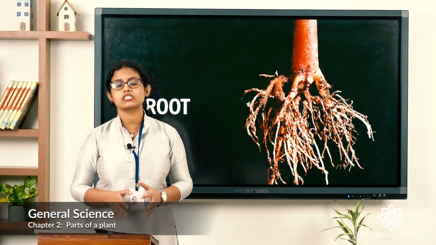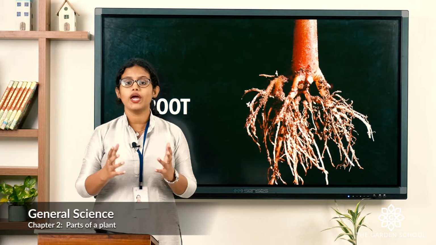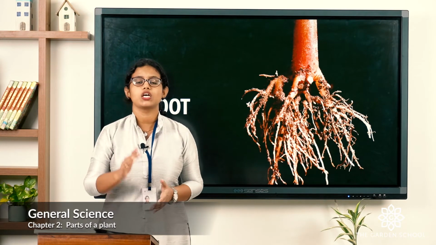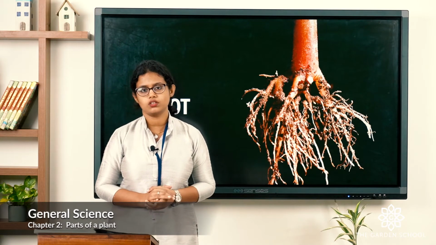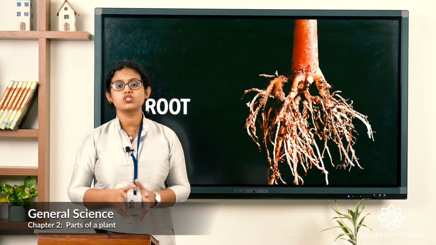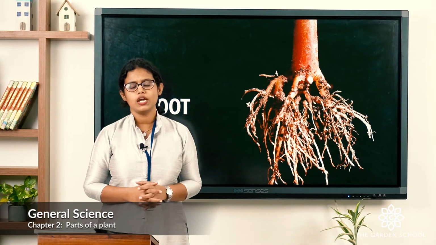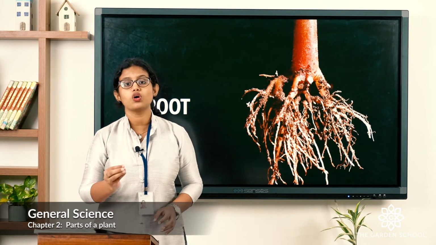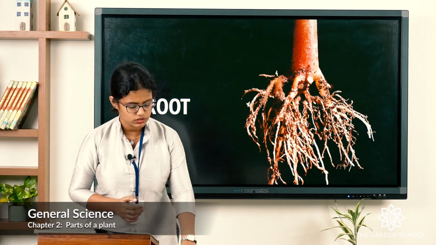A plant has many roots. And where do the roots grow? Most plants, most of the roots grow under the soil. We can say most of the roots grow below the soil. And do you know what are the functions of roots? So let's see what are the functions of a root.